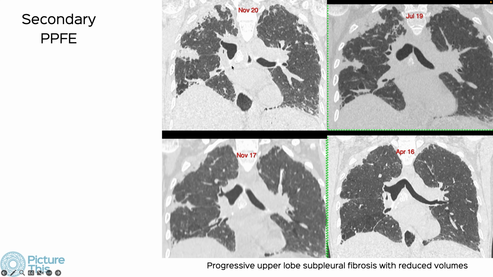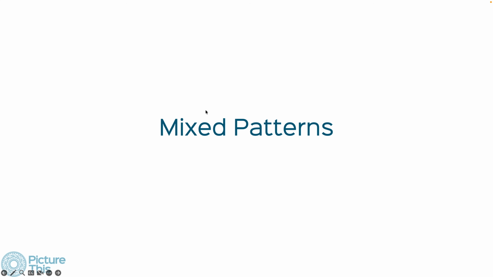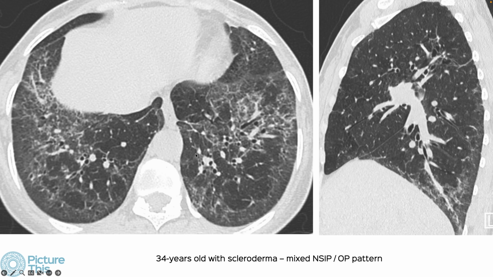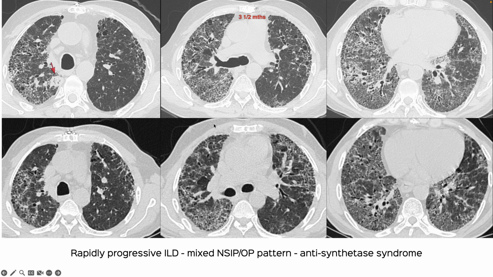I've done an entire post on this, but this is the PPFE pattern, and almost 20% of patients with scleroderma will have a secondary PPFE pattern. In practice, we often see mixed patterns. So here we see subpleural sparing. So there's an NSIP pattern. There's a lot of peribronchovascular disease. So it's a mixed NSIP organizing pneumonia pattern.